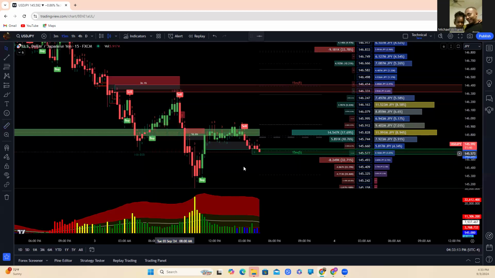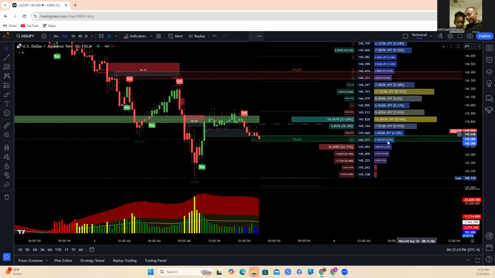From there, where you would have got in, to where it ended up at the end of the day. So 70-something pip move. And then you see price reacts again on low volume. We get a buy signal to go to the upside.